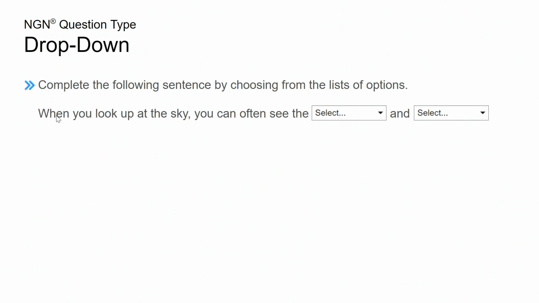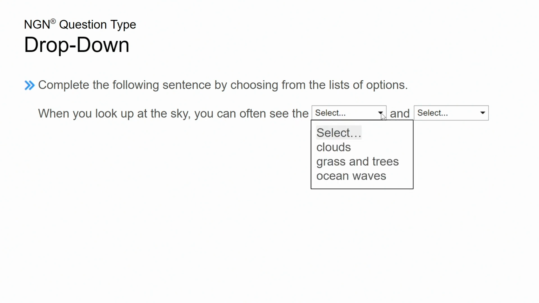So this is just a silly little sample. We'll look at a real clinically related one in a second, but just for the sample, it says, when you look up at the sky, you can often see the blank and blank. So we'll go ahead and investigate and see what's available in those drop-down boxes. Here we have options like the clouds, the grass and trees, and the ocean waves. Knowing that we're looking up in the sky, probably we would click the clouds.